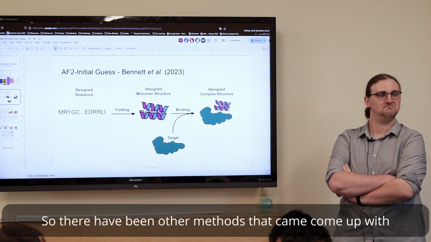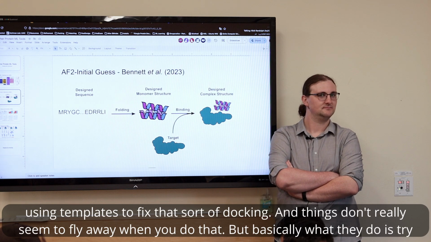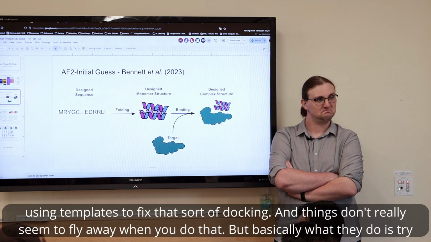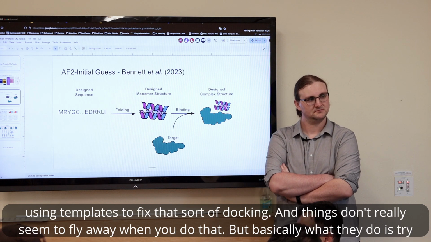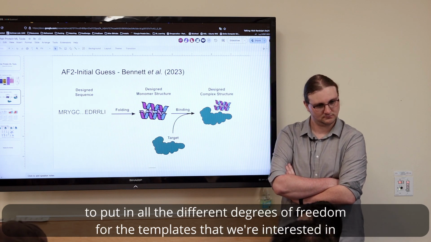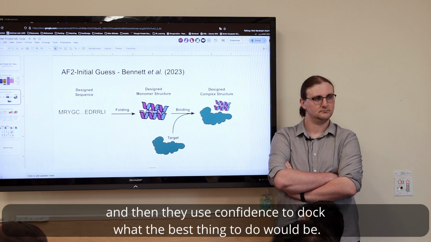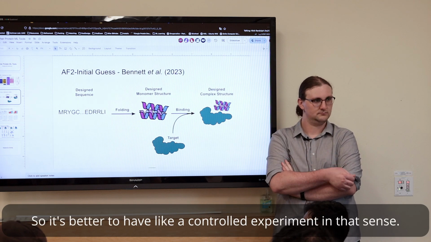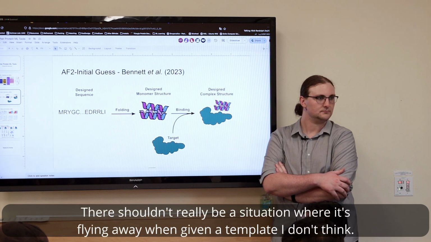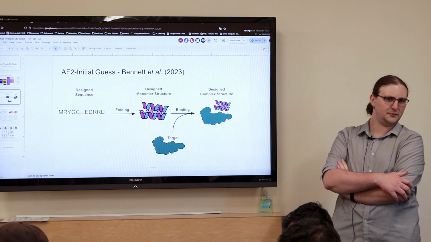So there have been other methods that came up with using templates to fix that sort of docking, and things don't really seem to fly away when we do that. Basically what they do is try to put in all the different degrees of freedom for the template that we're interested in, and then they use confidence to decide what the best docking would be. So it's better to have a controlled experiment in that sense. There shouldn't really be a situation where it's flying away given a template. It doesn't happen often.